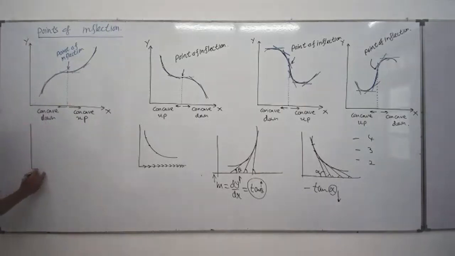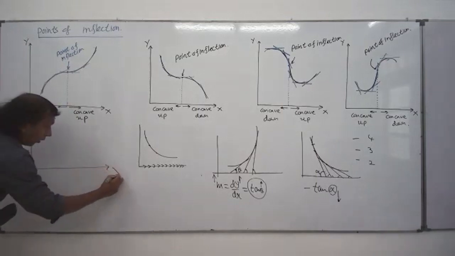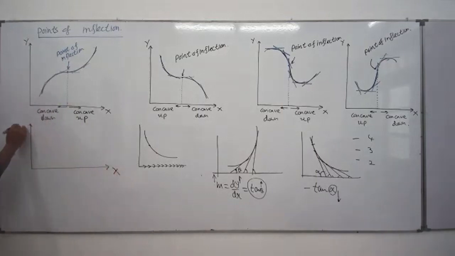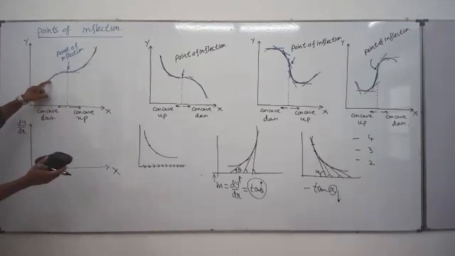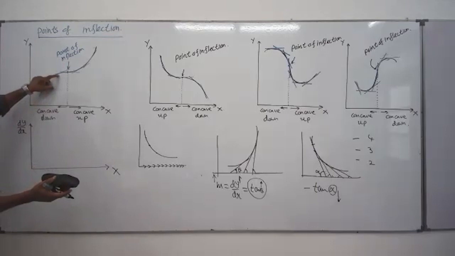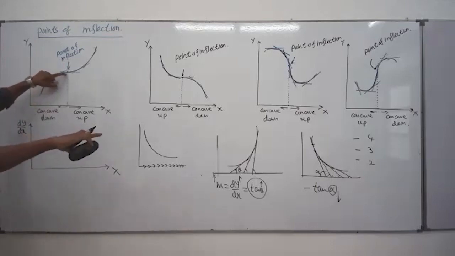Dy by dx graph for this x-axis, right here, dy by dx. Dy by dx means gradient, people. When I consider this graph, gradient is positive. When we go this way, that tangent makes an angle with the positive x-axis, and that angle is decreasing. And finally, at this point, the tangent is horizontal, angle is 0.